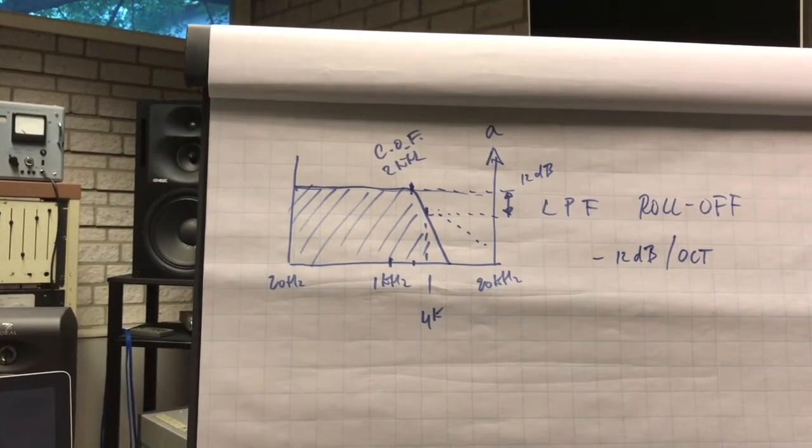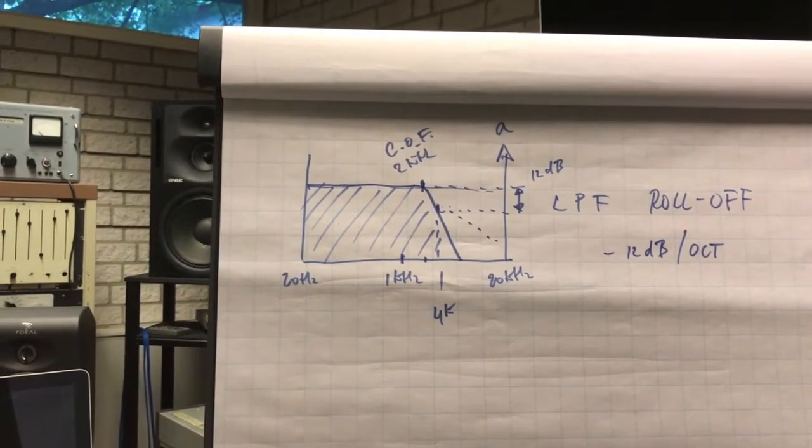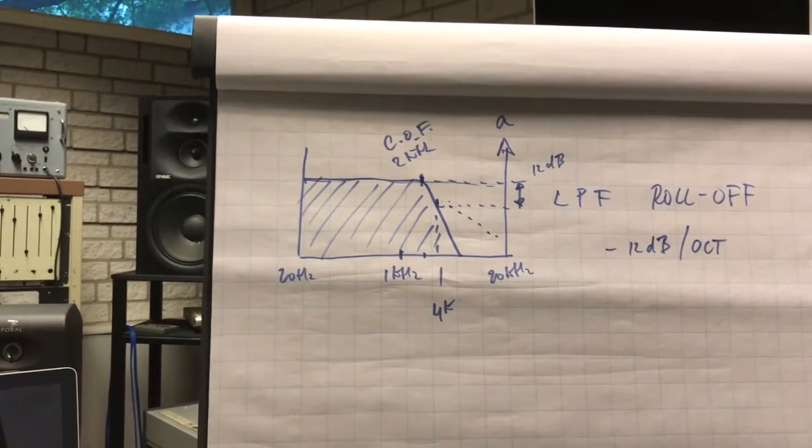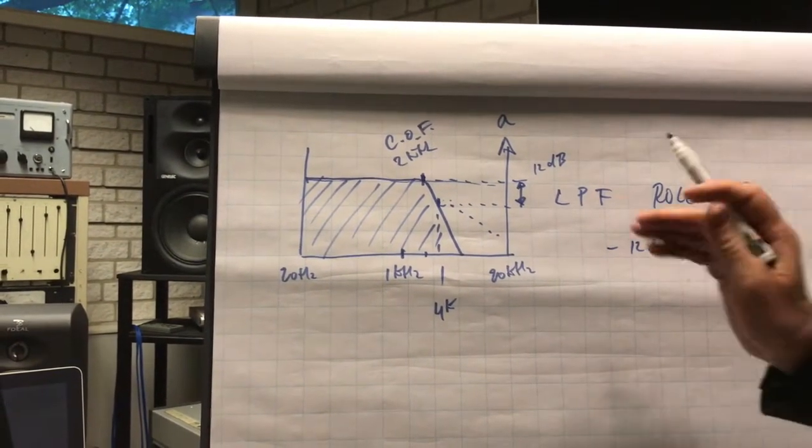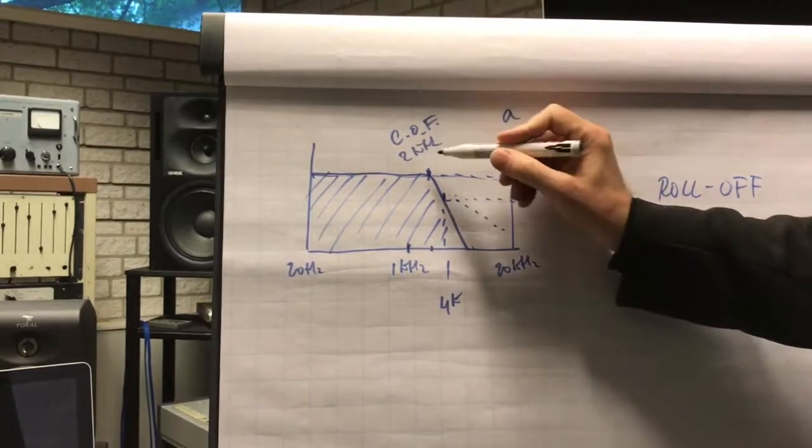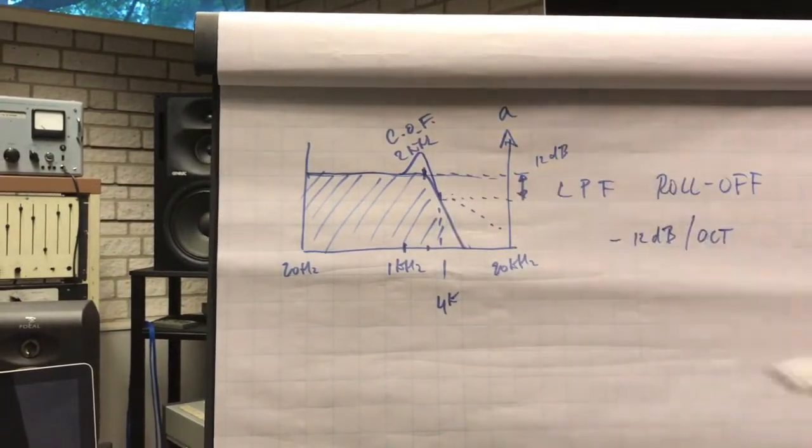There is a side effect of a strong roll-off, which is resonance. So what does that mean? It means that the steeper this line is, the more you will get a bump on the cutoff frequency.